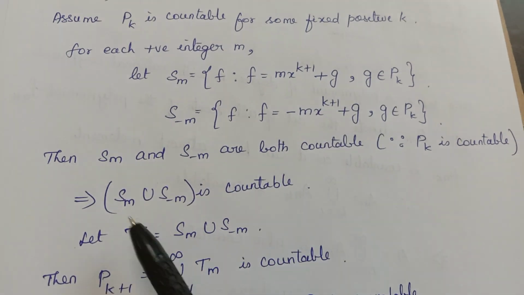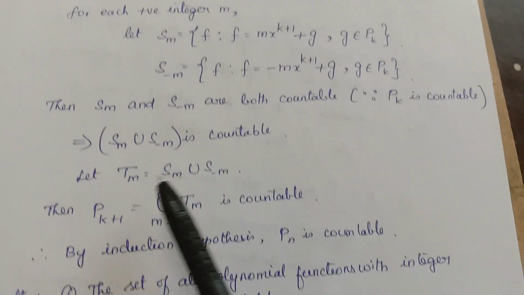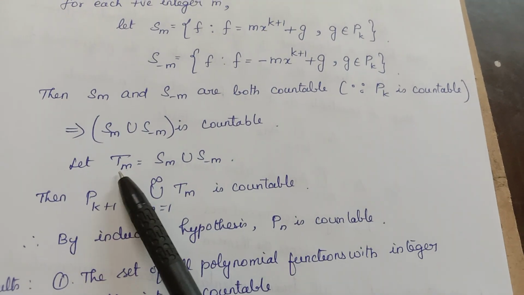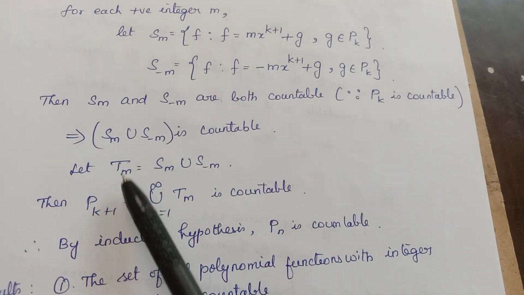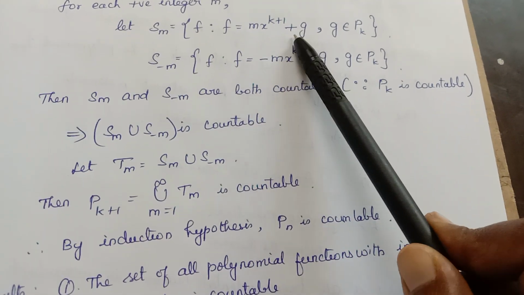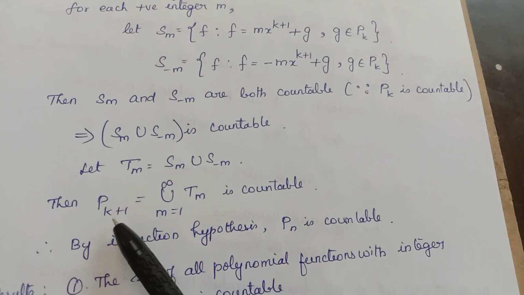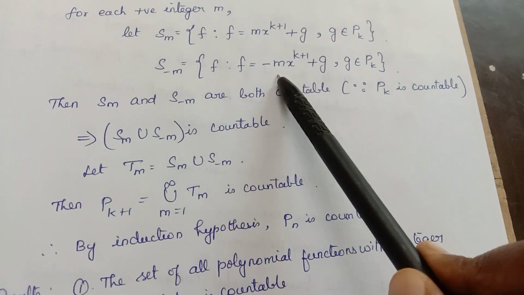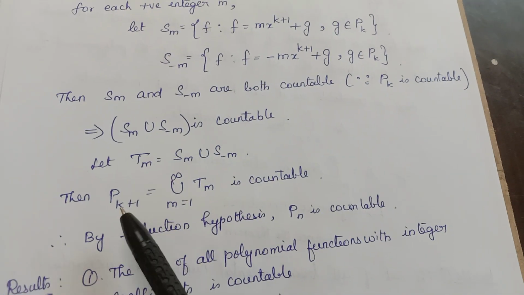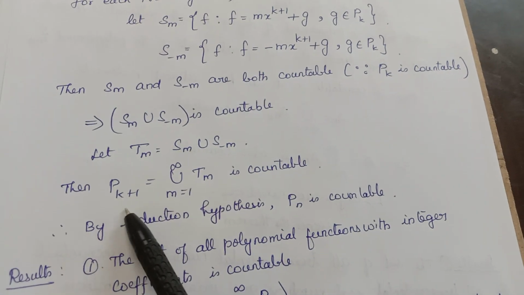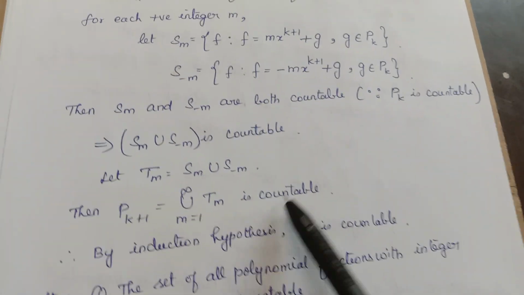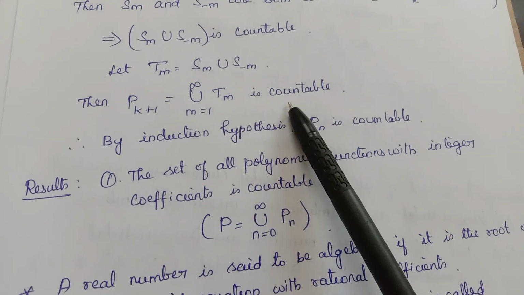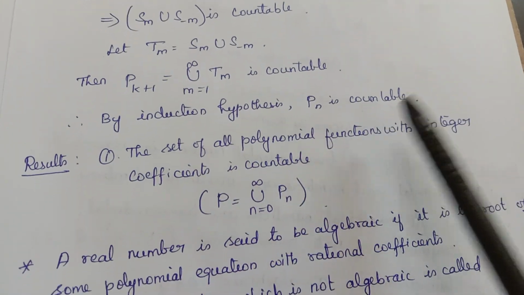If both of them are countable, their union is also countable. So their union is Tm. Tm equal to Sm union S minus m is also countable. What is this Tm? Tm is the collection of all kth degree polynomials along with the term of degree k plus 1. Therefore, their union over m, that will give you different coefficients for the (k+1)th term, no? So that will give you the set of all polynomials of degree k plus 1. This is also countable. So assuming Pk is countable, I derive the result that P(k+1) is countable. Therefore, by induction, Pn is countable.